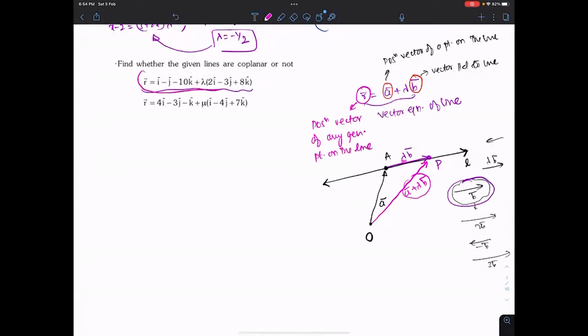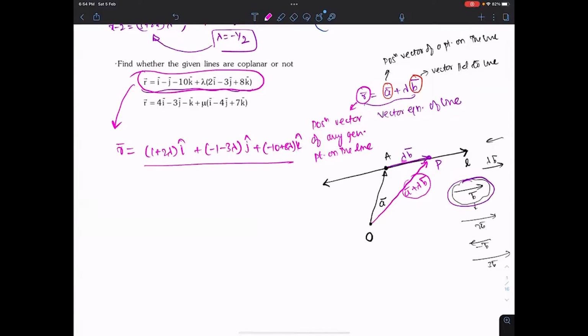So for example, if I take this line equation, R bar equals, like this I have written now. If I simplify it, (1 plus 2 lambda) times i cap plus (minus 1 minus 3 lambda) times j cap plus (minus 10 plus 8 lambda) times k cap. Now, what is this vector? This vector is the position vector of any general point on this line. That means, if this is origin, then the coordinates of this point will be 1 plus 2 lambda, minus 1 minus 3 lambda, minus 10 plus 8 lambda. Correct?